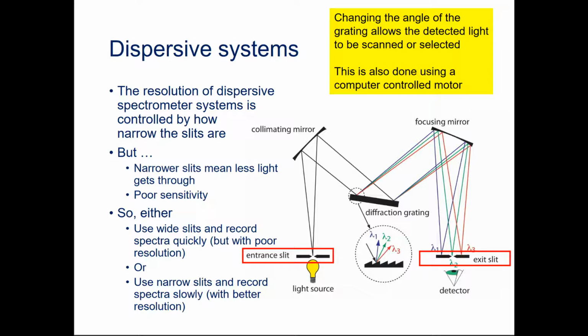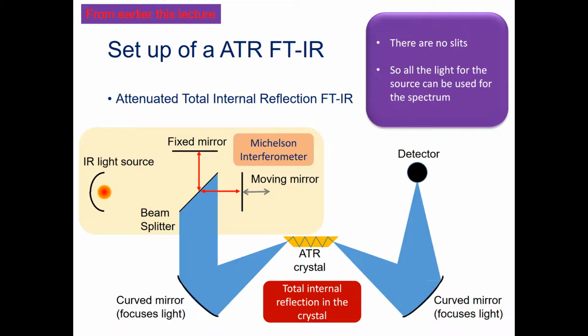The options then are to either use wide slits and record the spectra quickly, or use narrow slits and record the spectra slowly. From earlier on in the lecture, we know how an ATR FTIR works. There are no slits in an ATR FTIR, therefore all of the light from the source can be used for the spectrum. Compared to a dispersive IR using the same source, an FTIR can provide higher resolving power than a dispersive IR without suffering from poor sensitivity.